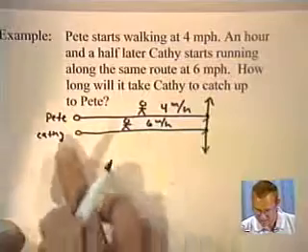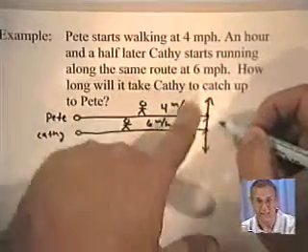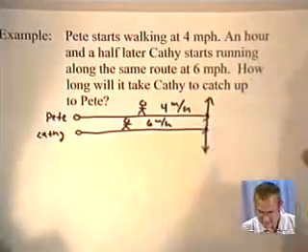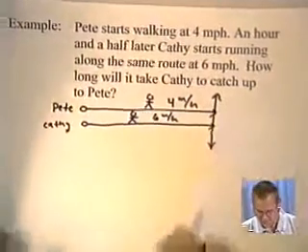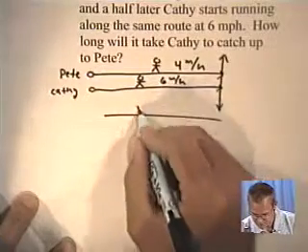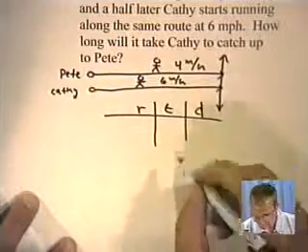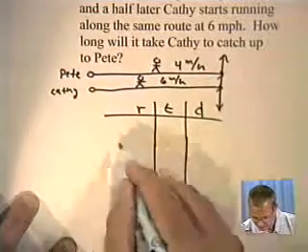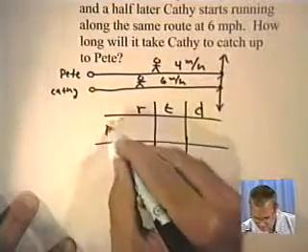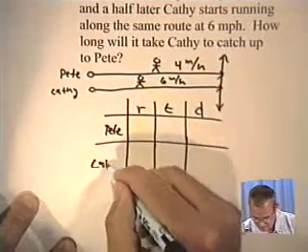So notice eventually Kathy and Pete will be going the exact same distance because that's when Kathy is going to catch up to Pete. So let's draw our little diagram, our little table. I've got rate times time is equal to distance. I've got Pete, and I've got Kathy.